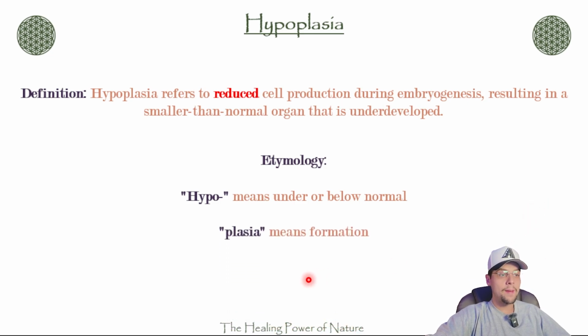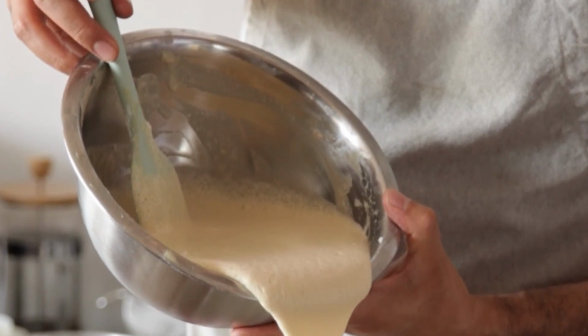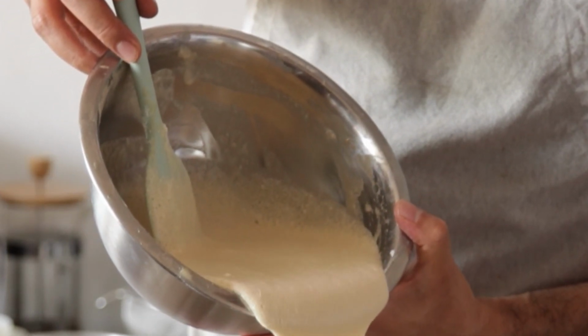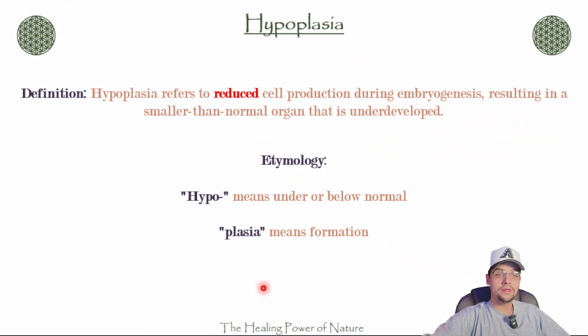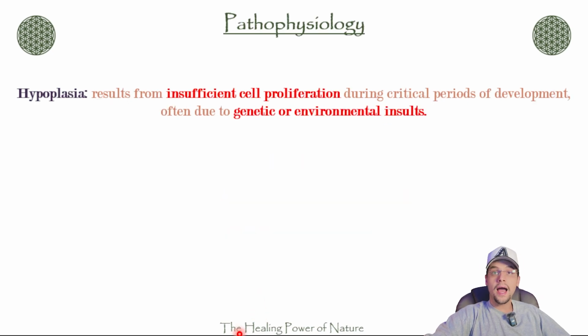So a metaphor of hypoplasia is like baking a cake, but running out of batter, or another essential ingredient like eggs halfway through. Because all of the necessary ingredients weren't there, some layers form in the cake, but the cake is smaller and underdeveloped compared to the original plan. So hypoplasia results from insufficient cell proliferation during critical periods of development, often due to genetic or environmental insults.